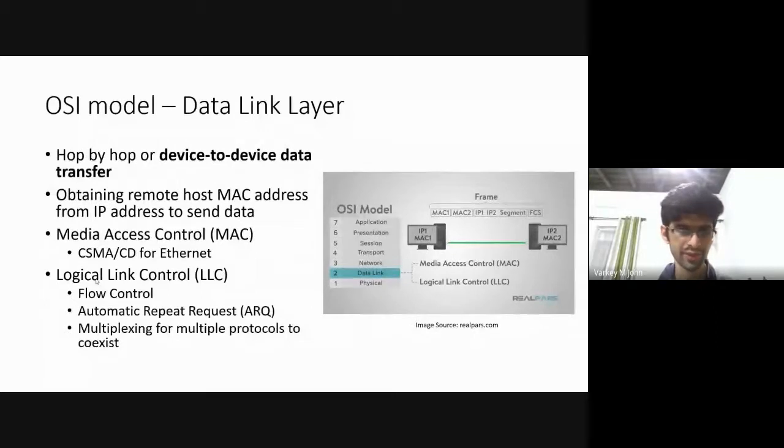For Ethernet, they use something called CSMA/CD, which is carrier sense multiple access with collision detection. It checks if the medium is available and then sends the data. And then logical link control is also there, which is basically the flow control I discussed earlier, checking if the receiver is able to receive the data or not. And then automatic repeat request basically checks if data is received, and sends the data again if it is not received.